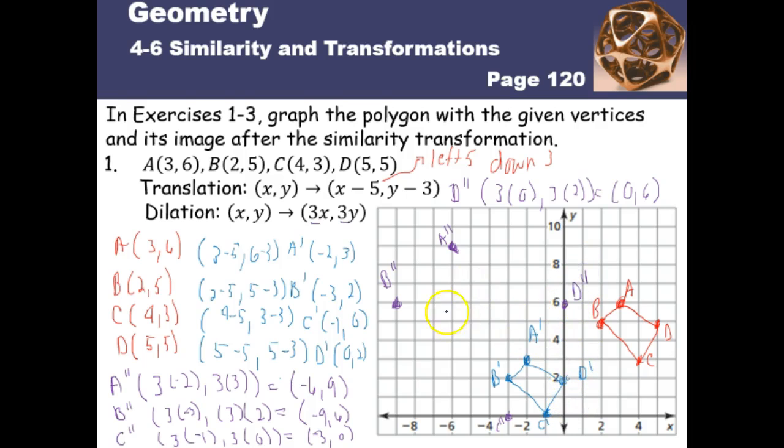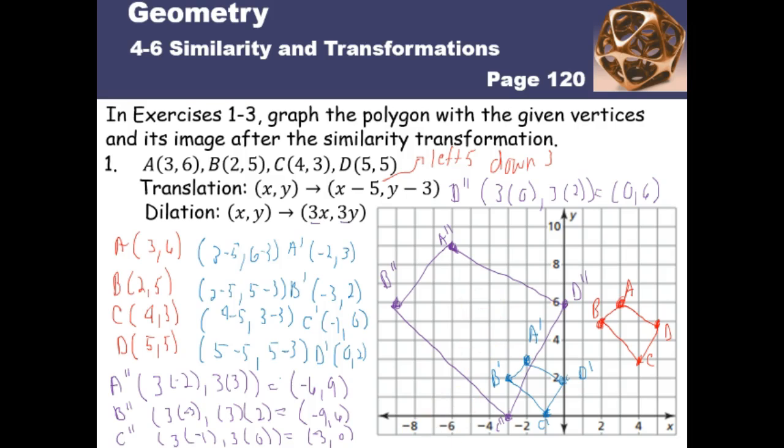And then I just have to connect the dots. So these two get connected. These two get connected. These two get connected. And these two get connected. So is that the same shape? It is. Is it a different size? Yes, it's bigger and it's 3 times the size.